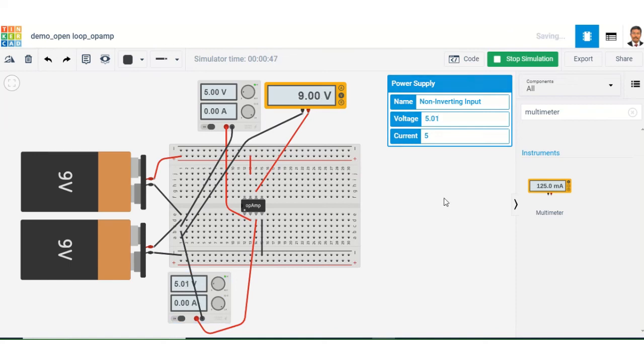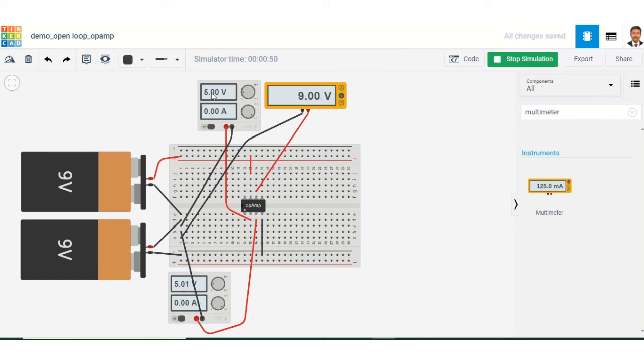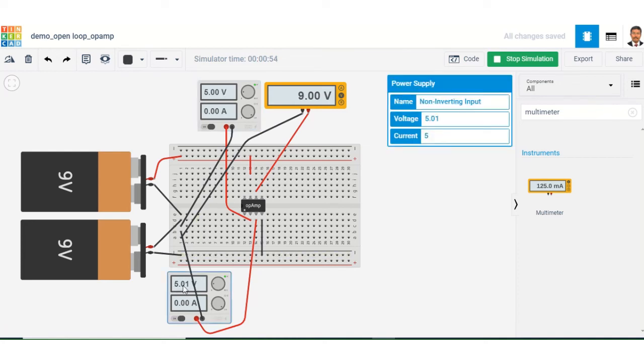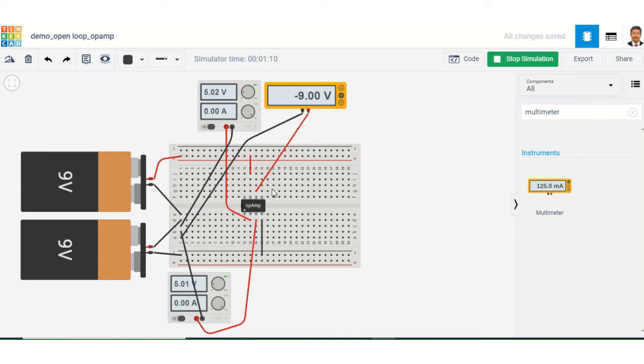5.01. This small change, you see 5 volt to the inverting input, 5.01 to the non-inverting input. So which is greater? 5.01 is greater, therefore it will give positive V saturation, that is positive V. So if I change 5.02, then it will go to negative V saturation. So that means you can understand the two state of operation, either at plus V saturation or at minus V saturation.